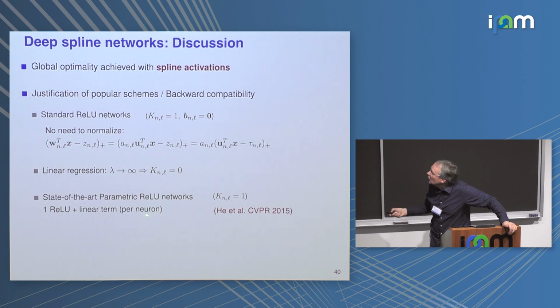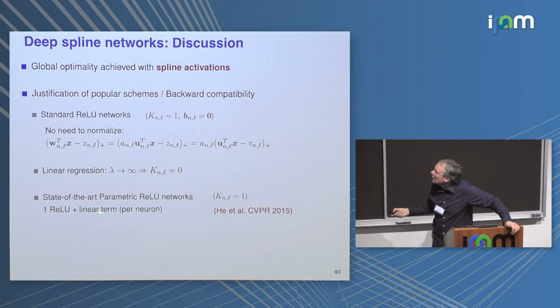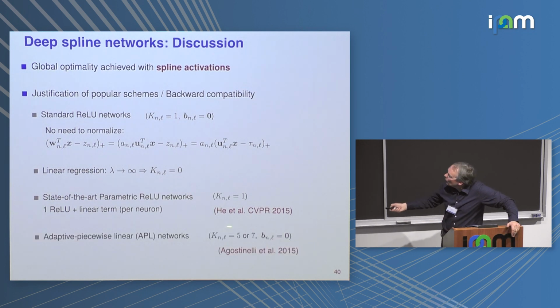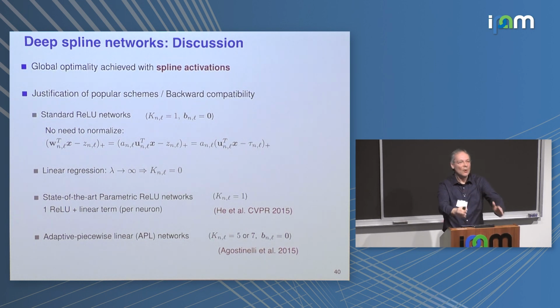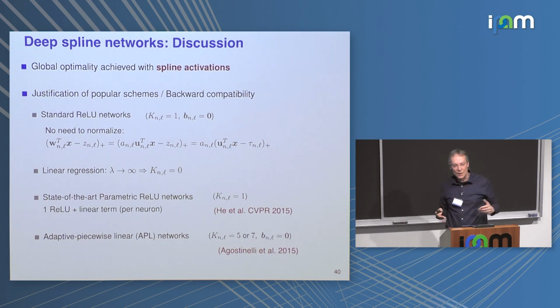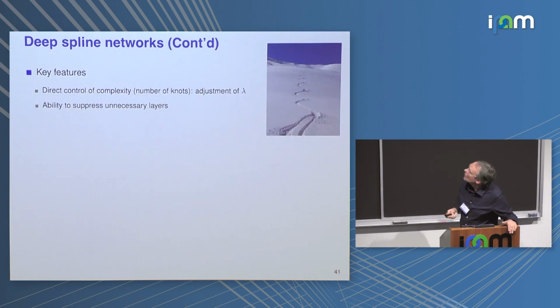So linear regression. In the state-of-the-art ReLU networks, there's something called one ReLU plus a linear term. That's called parametric ReLU. People have noted that if you add a little thing to the ReLU, it works better. There's also some work by other people who proposed putting a linear combination of ReLUs, but a fixed number of them. And they have reported that this usually helps you get slightly better performance. Okay, deep neural splines continued.